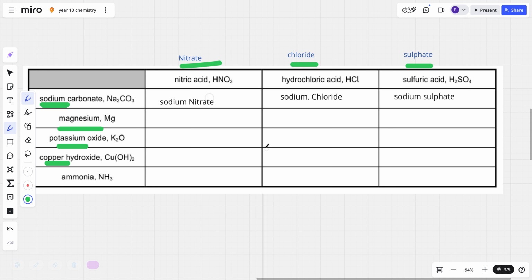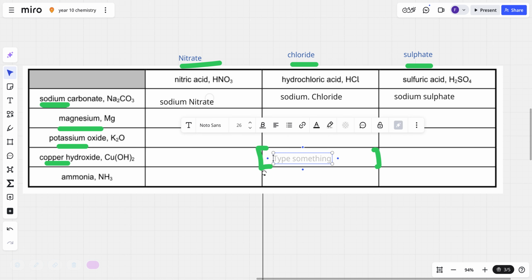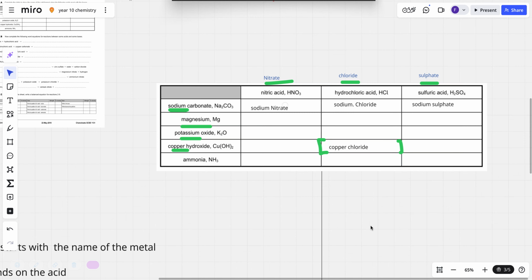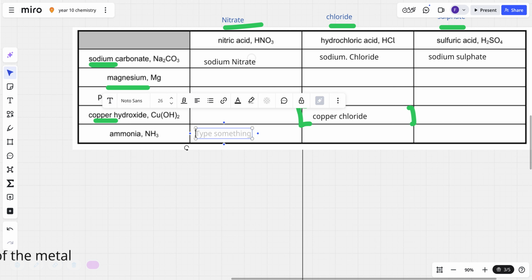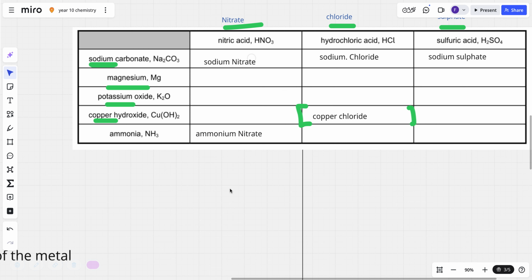So if I pick a random one here, the metal name is copper. This will be copper. The acid uses hydrochloric acid. This will be copper chloride. Okay. Now, the one I want you to be really careful about, you're now in year 10, so I can add a bit more. Ammonia. All right? Now, the reason being, before it reacts, it is called ammonia. Once it reacts, it forms an ion, and it is called ammonium. This would be ammonium nitrate. That's it.